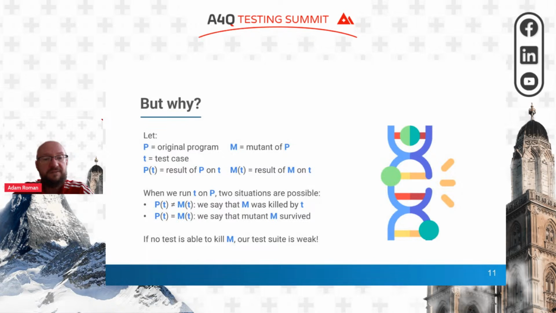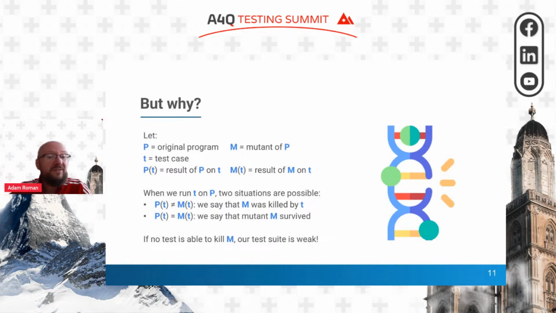If they differ, we say that this mutant was killed by our test case, because our test case detected something wrong, right? The expected result should be P(T), but the actual result of this mutant is M(T). It's different. We detected that something is wrong. So we killed this mutant. Our tests were able to detect it.